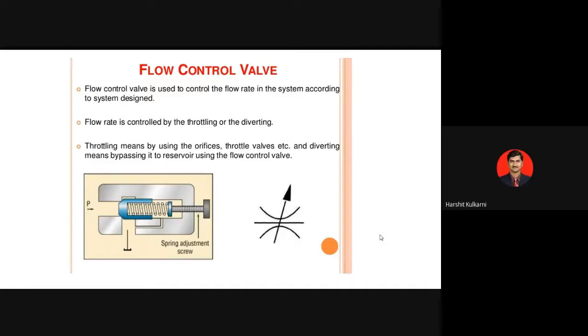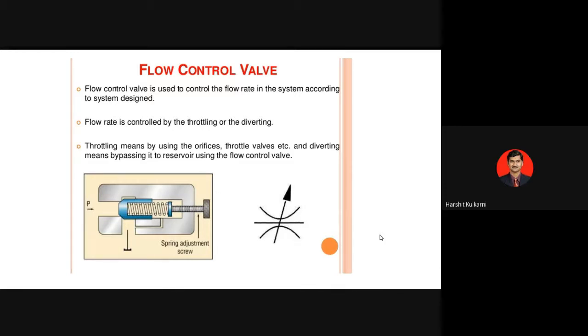So the last type of valves which you are supposed to understand in this unit number 4 is the flow control valve. As the name itself suggests, a valve which controls the flow rate of the fluid into a hydraulic system, we call it a flow control valve. They are used to control the flow rate according to the system design. So how do you control this flow? That is possible by throttling or the diversion of the fluid.